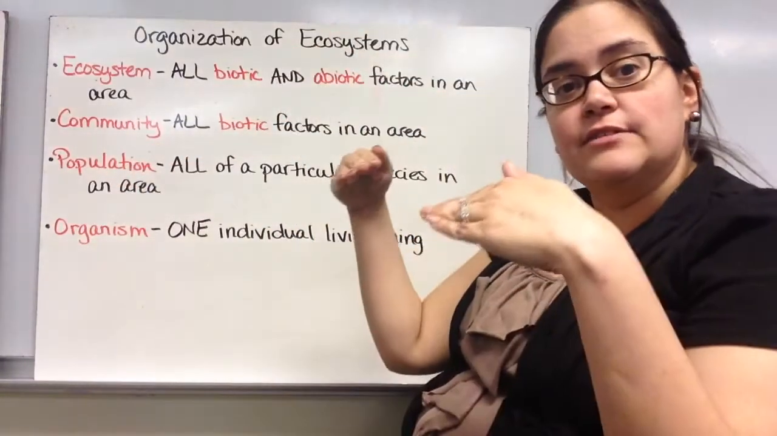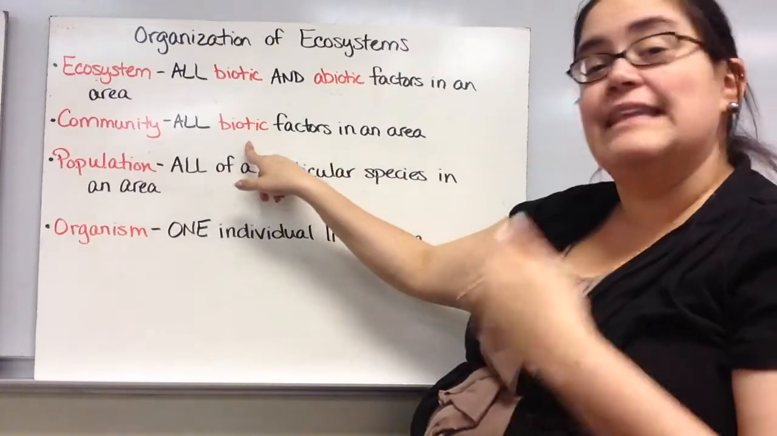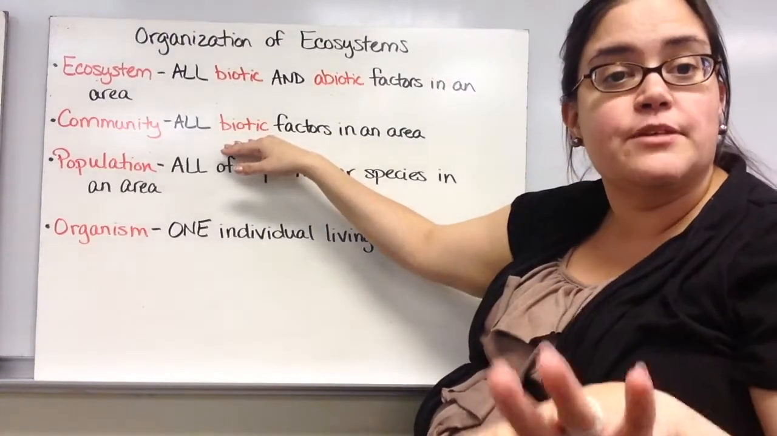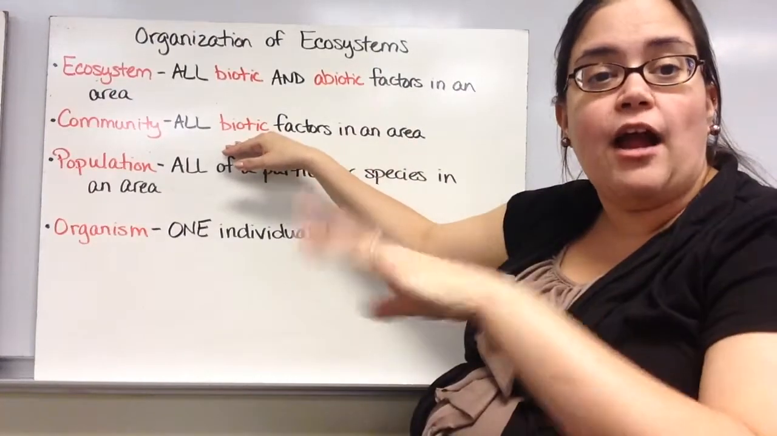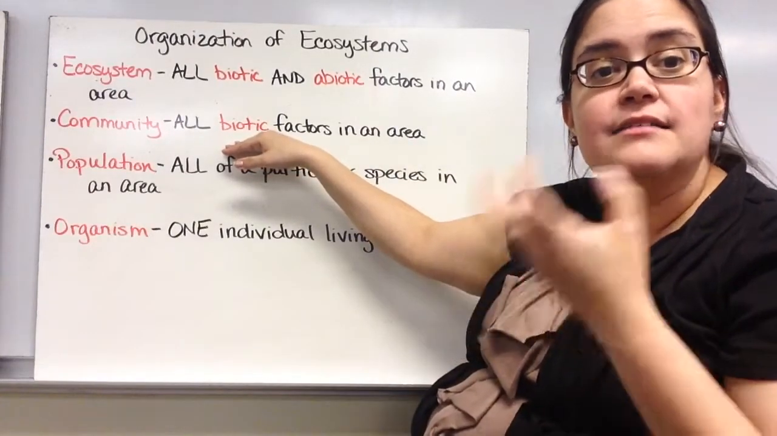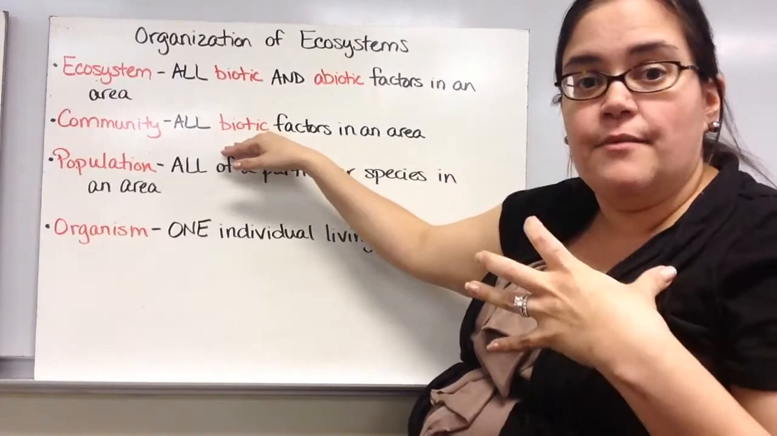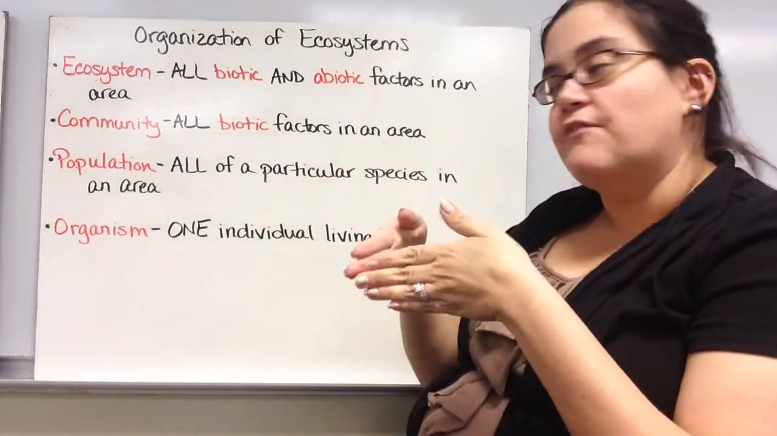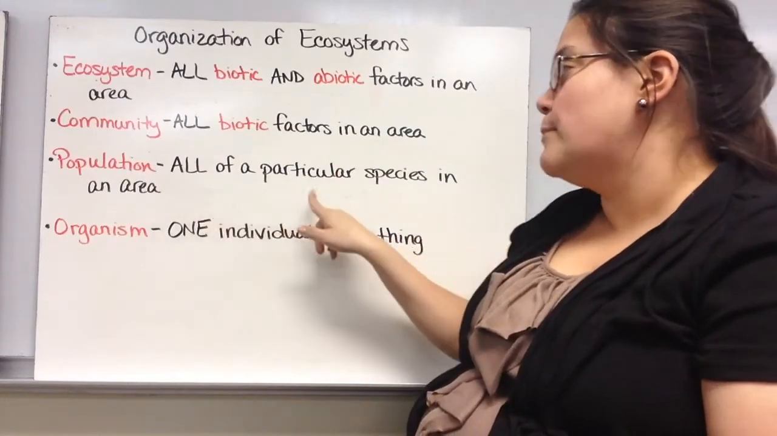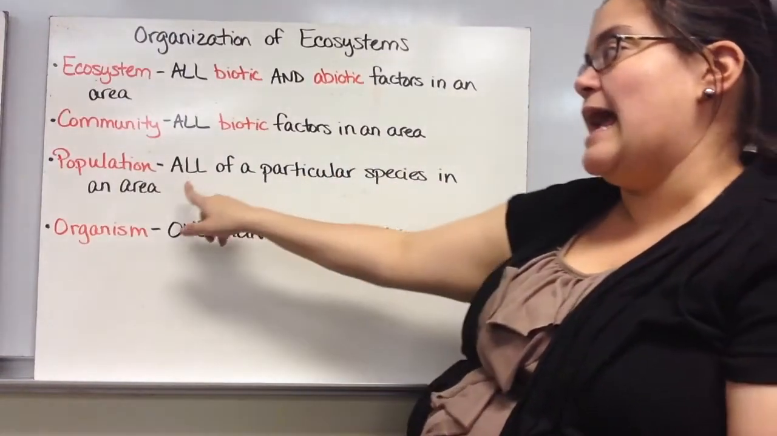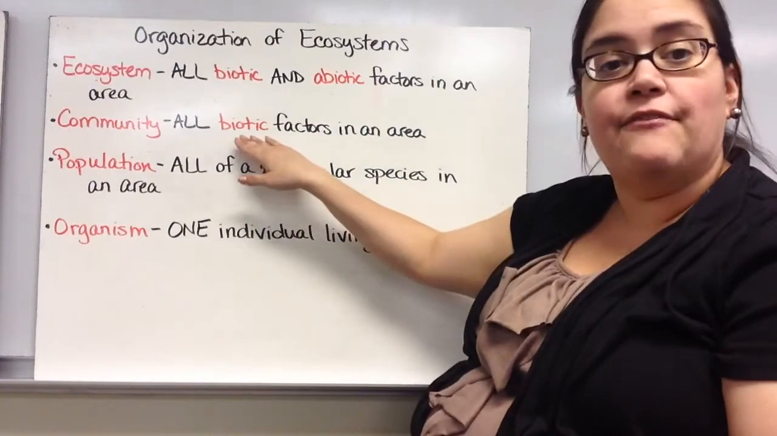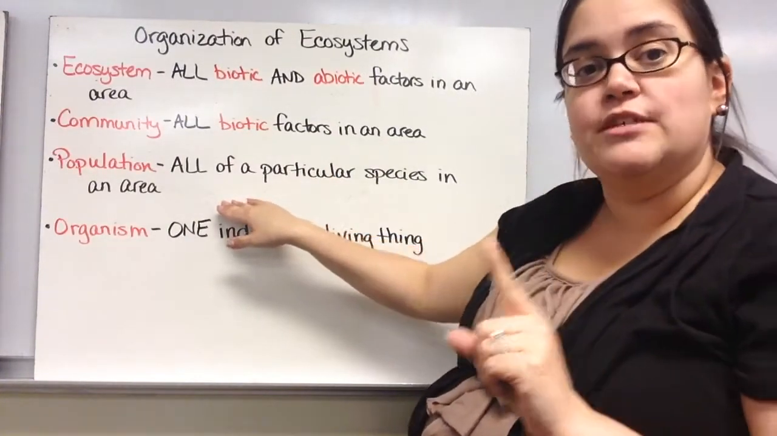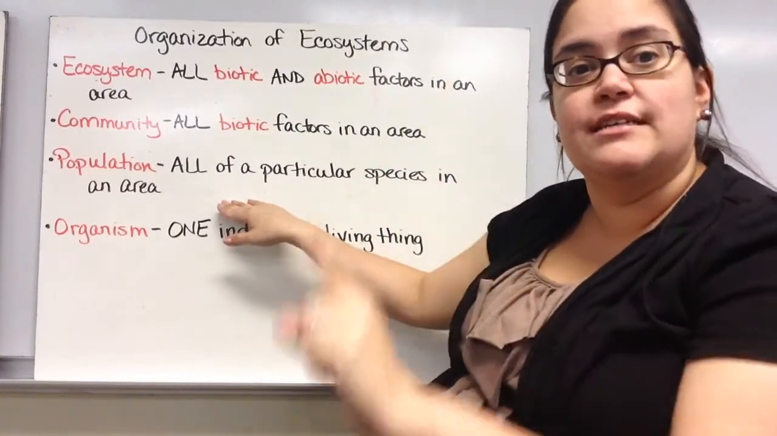Community is the next level down. It is all the living parts. So at this point, if we're looking at the community, we don't care about the temperature or the soil or the air. All we care about are those living things that live in that area, okay? The next level down is population. We're getting more specific. So this is all of a particular species in an area. So now we're not looking at everything that's alive. We're looking at one type of organism. So just the palm trees, or just the tiger sharks, or just the mosquitoes.